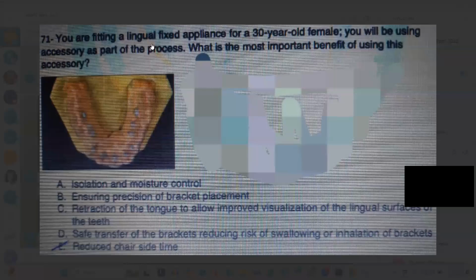See, there are two options here. These are the two options that are selected. But this one is definite and this one is not definite. This is debatable, but this is definite. Okay, reduced chair side time is definite. Everyone agrees that there is reduced chair side time. The second thing is that sometimes it depends on the clinician's experience for ensuring precision of bracket placement. Yes, sir. Okay, got it, doctor. Thanks.